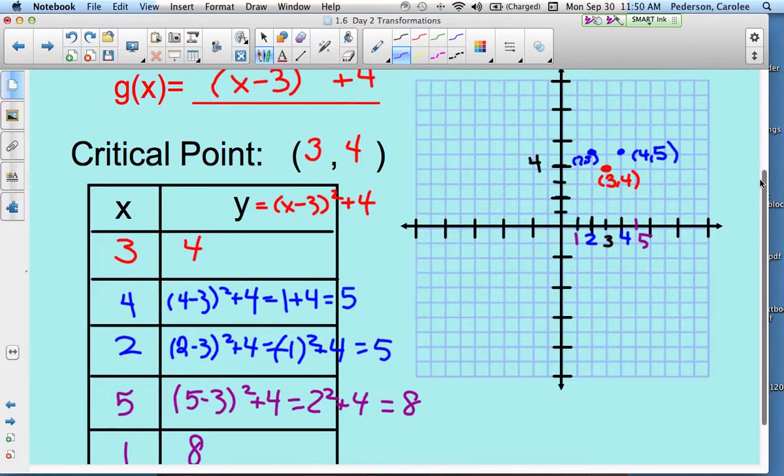So over 5, up 8, over 5, up 8. Over 1, up 8. You should see that symmetry there. So here is our function graphed out with its transformations.